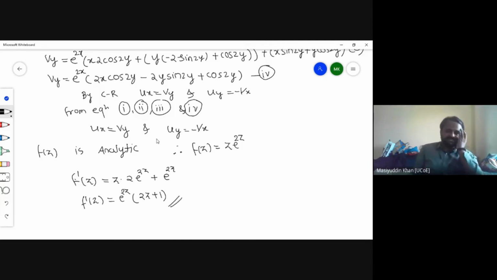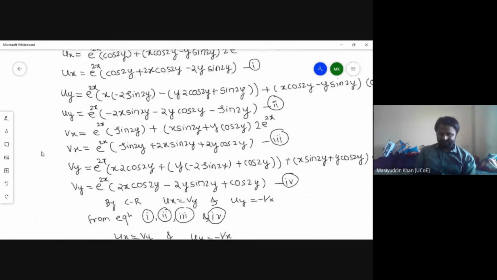When the CR equation is satisfied, you have to differentiate the function with respect to z. So f of z is an analytic function because it holds the CR equation, from equations 1, 2, 3 and 4. We can say that the given function satisfies the CR equation, or Cauchy-Riemann equation. That's why this is known as an analytic function. Once the function is analytic, you have to differentiate with respect to z. One more time I'm going to explain this part.